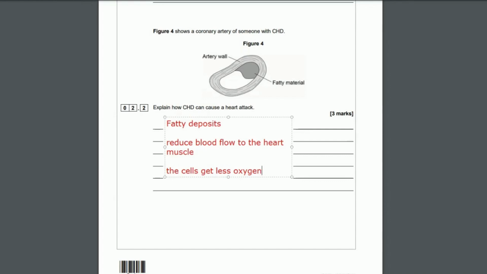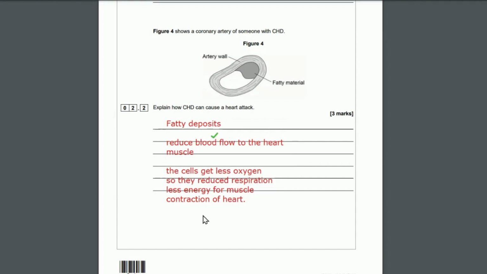What do we need oxygen for? Every living cell needs oxygen. What does it need it for? The cells get less oxygen, so reduced respiration or no respiration, lack of respiration, which means no energy or less energy for muscle contraction of the heart. So yeah, less energy for the heart to pump. You could say all those kind of things. What do you really get the marks for here? You get the marks for saying reduced blood flow, less oxygen, less energy. That would be 3 marks, or less contractions, those kind of things, or less pumping of the heart. Brilliant.